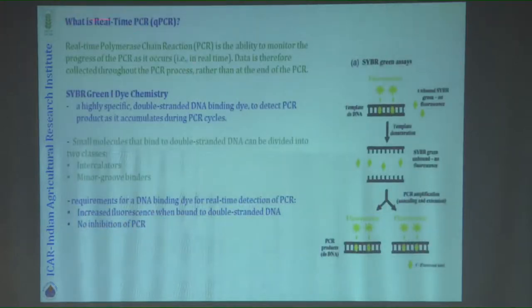In real time, we have a major dye which is currently used in several laboratories: SYBR Green dye chemistry, which is a highly specific double-stranded DNA binding dye to detect PCR product as it accumulates during PCR cycles. Can you answer why we are not able to use single-stranded DNA? We won't, because we are interested only in amplicons, which are double-stranded rather than single-stranded, okay?